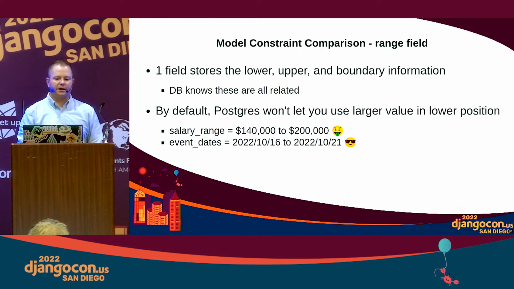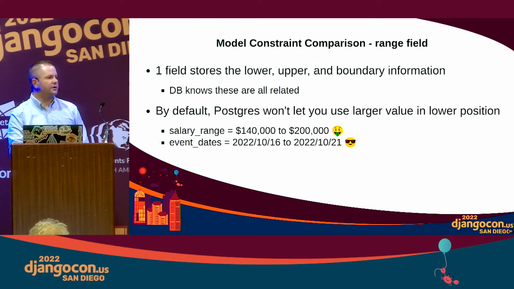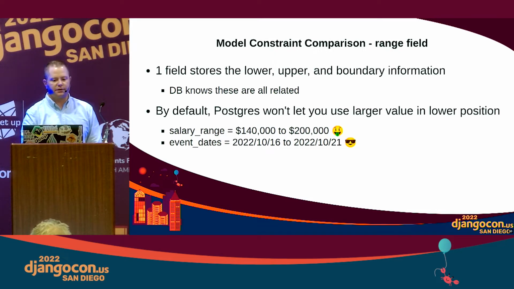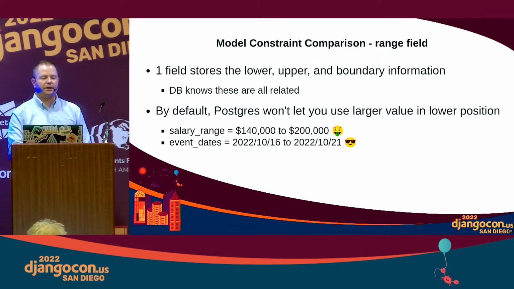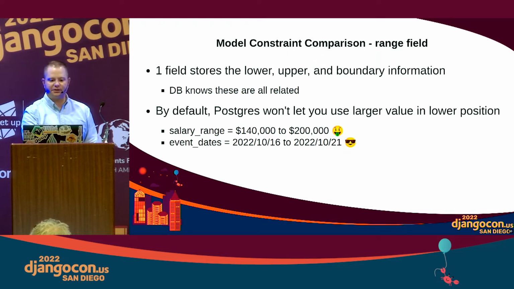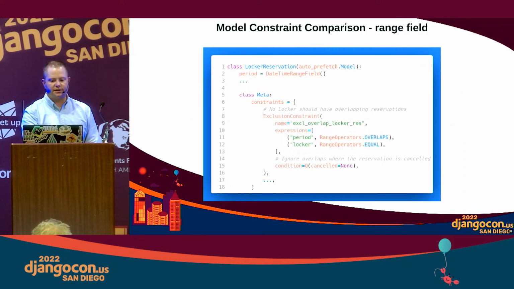Comparatively, using a range field, we just have one field and we're storing a good amount of information in a single field: the lower value, the upper value, and some information about the boundaries of that range. The database knows that they're all related. By default, Postgres won't let you put a lower value in the upper value spot, so you can't have backwards ranges. Right off the bat, it comes with some benefits, so you don't have to manually do that for the database. You can see we end up with a much smaller, equivalent portion of the model here.